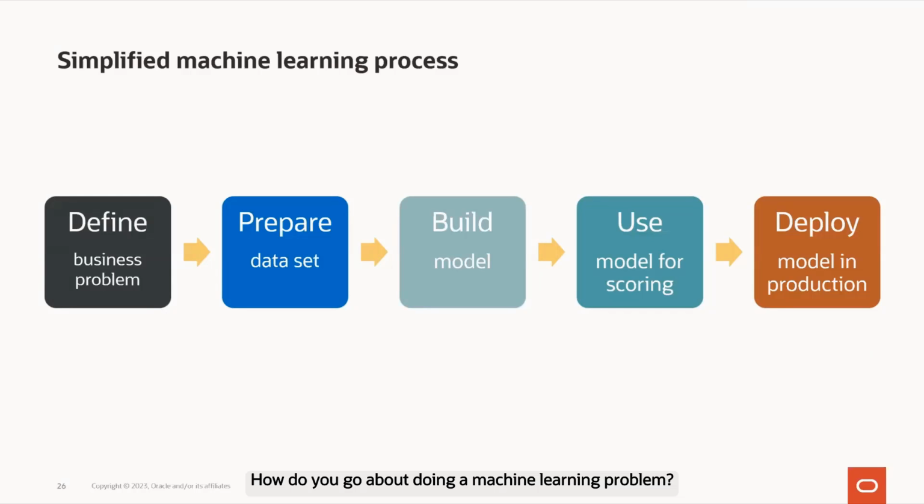How do you go about doing a machine learning problem? Well, it helps to have a framework within which to think about the steps that one should take. We clearly need to define the business problem. We talked about a lot of use cases, and a good deal of thought needs to go into what is the problem you're trying to solve? What is the data that I have available? We need to prepare that data set for model building. Once we have our model, we can use that for scoring. And then we want to deploy that model in production.